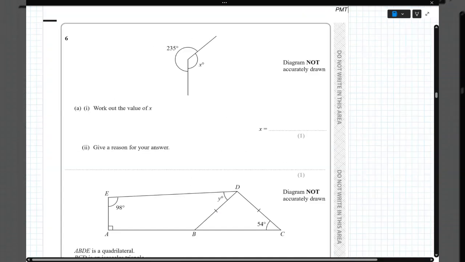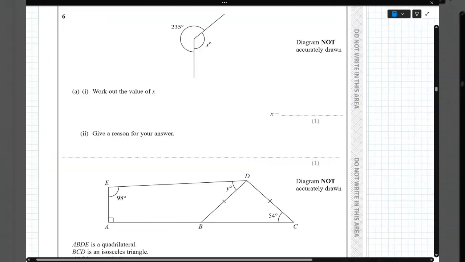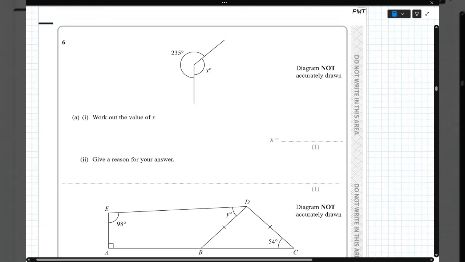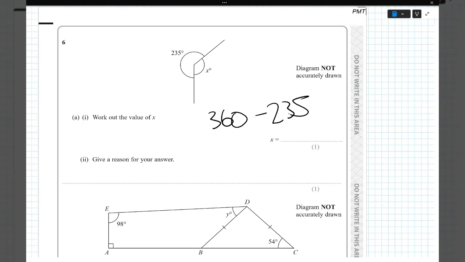Okay, question 6. Work out the value of x. So angles around a point will add to 360. So 360, take away 235. I'm reaching for the calculator. Not taking any risks. 125. Give a reason. We just said it.